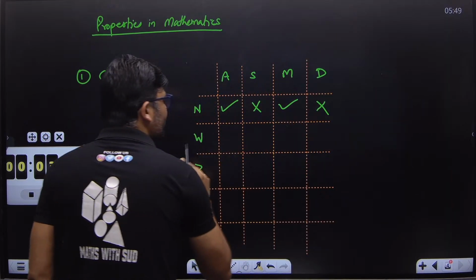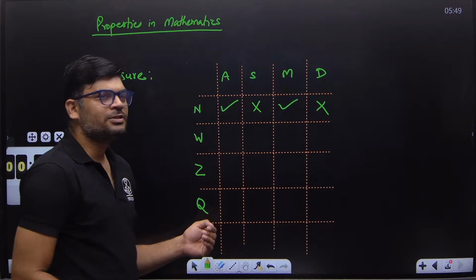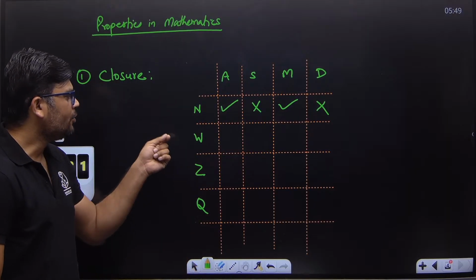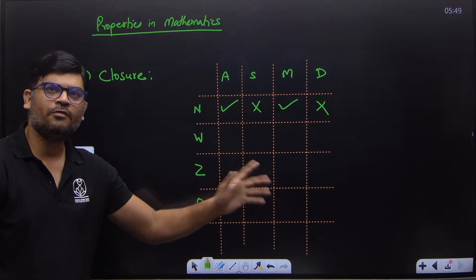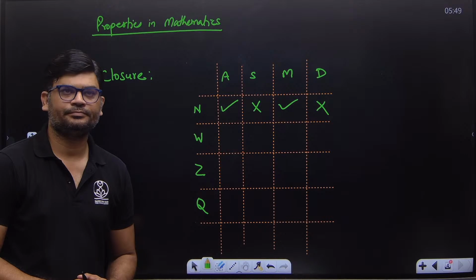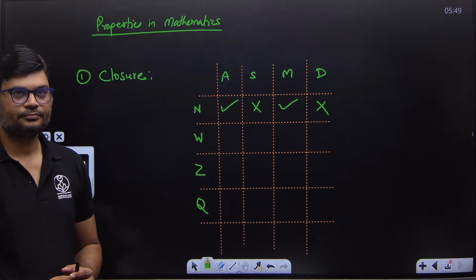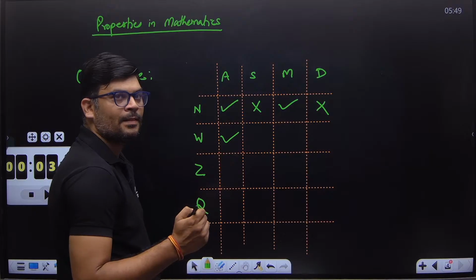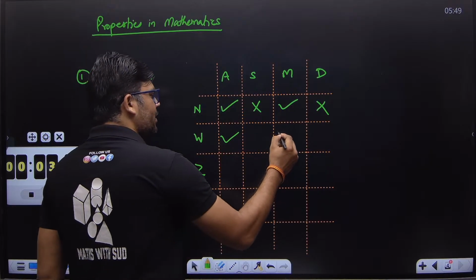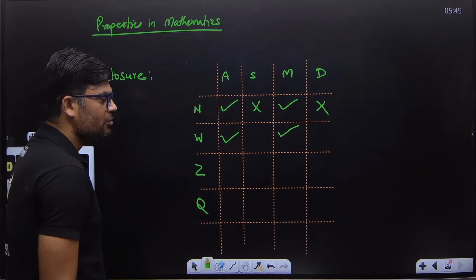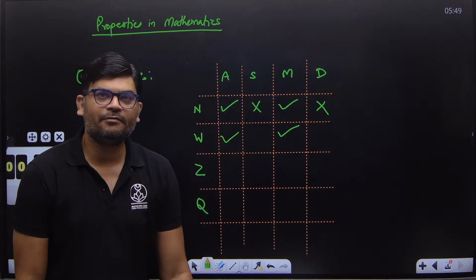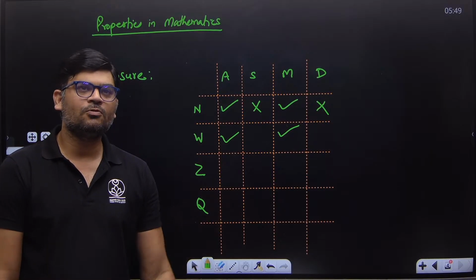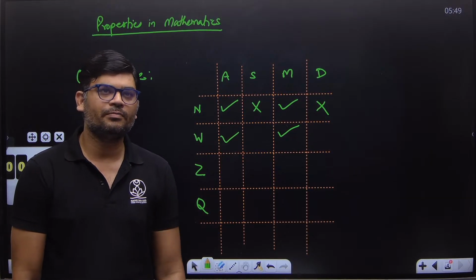Next, can you say that adding two whole numbers will always give you a whole number? What about multiplication as well? Multiplying two whole numbers, you will get a whole number. What about subtraction? If I subtract a whole number from another whole number, will I always get a whole number?